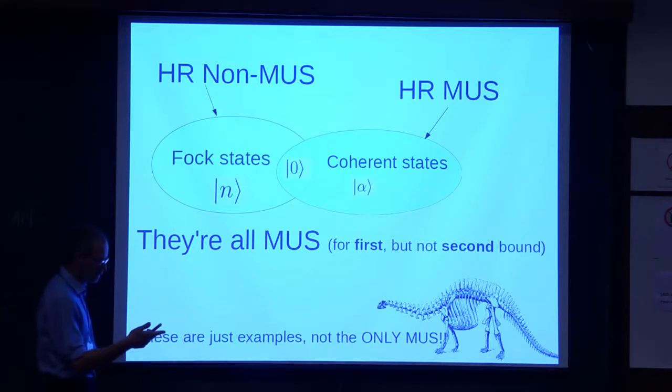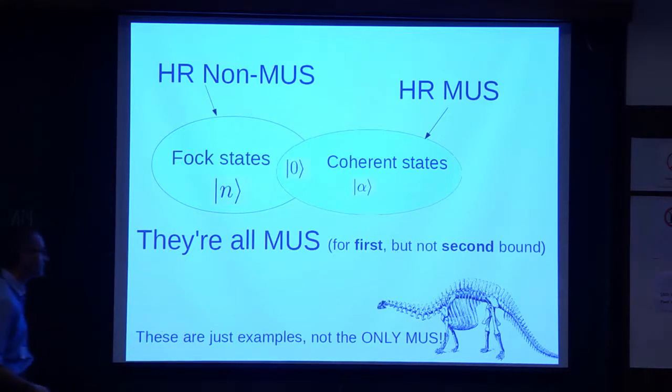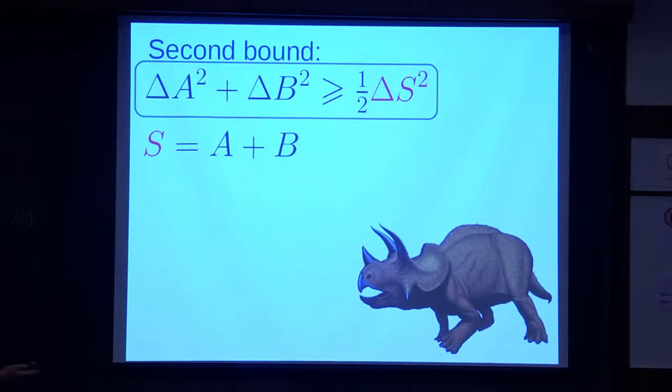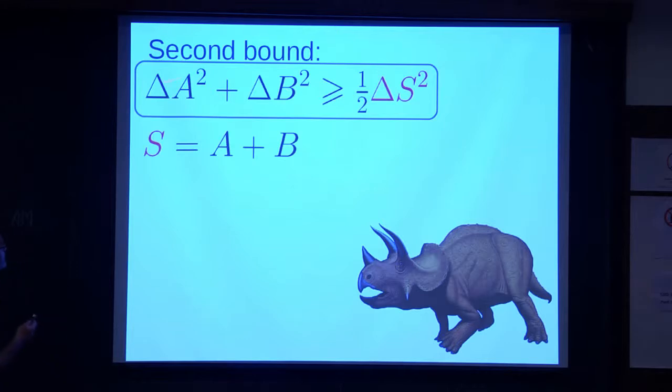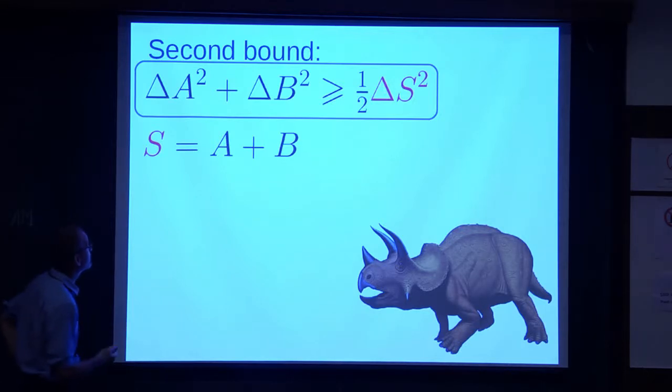In reality, the class of minimum uncertainty states is much larger. It basically covers the whole Hilbert space if you optimize. So, what about the second bound? The second bound is obtained by saying that the sum of the variances is always greater or equal than 1/2 the variance of the sum.